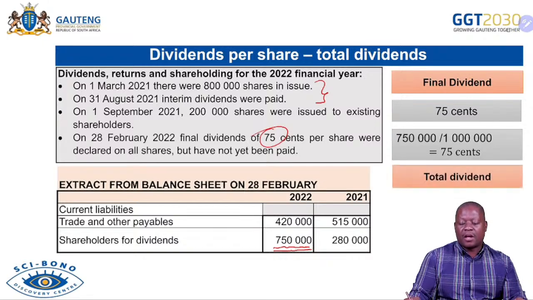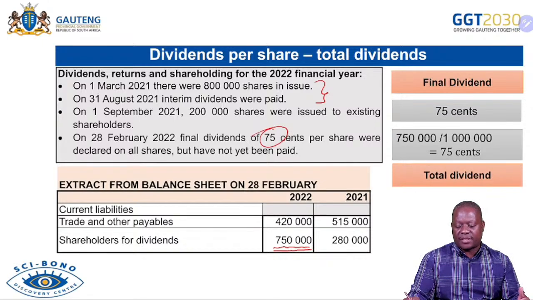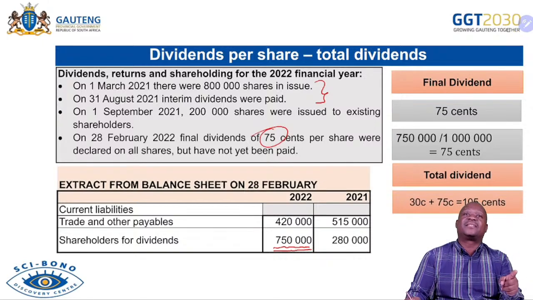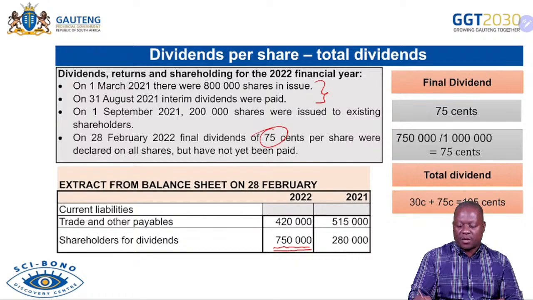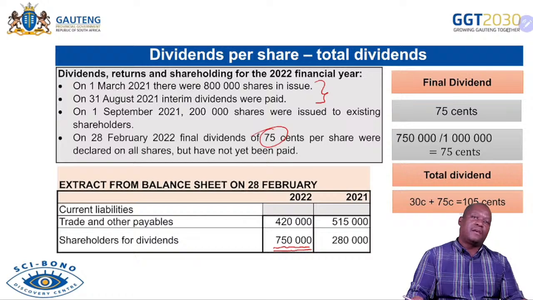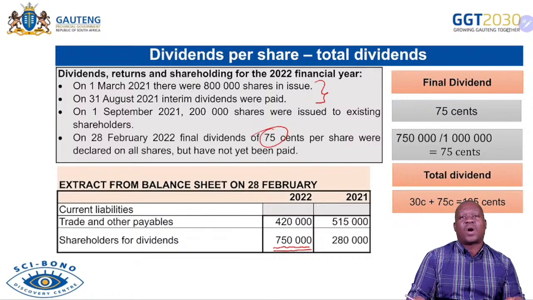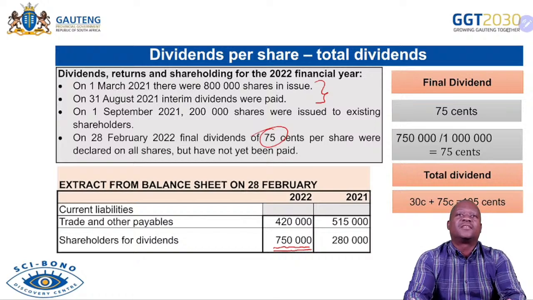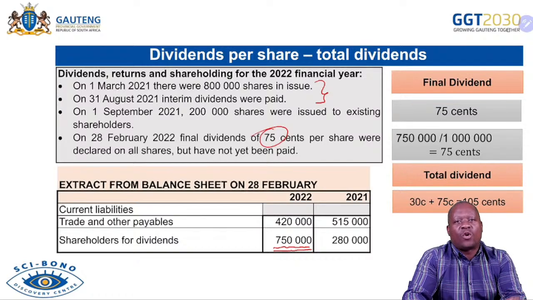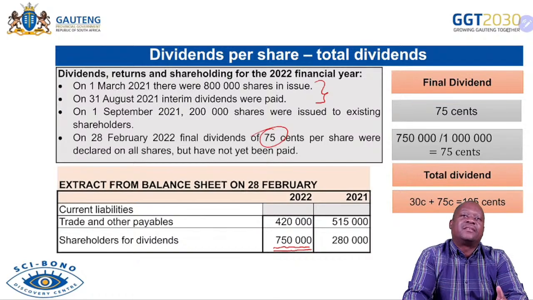And then for the total dividends now, it's simply going to be 30 cents interim dividend plus 75 cents final dividend, which gives us 105 cents per share, which is 1 rand 5 cents per share. Total dividends per share. Please take note. We are going to be having this in cents.